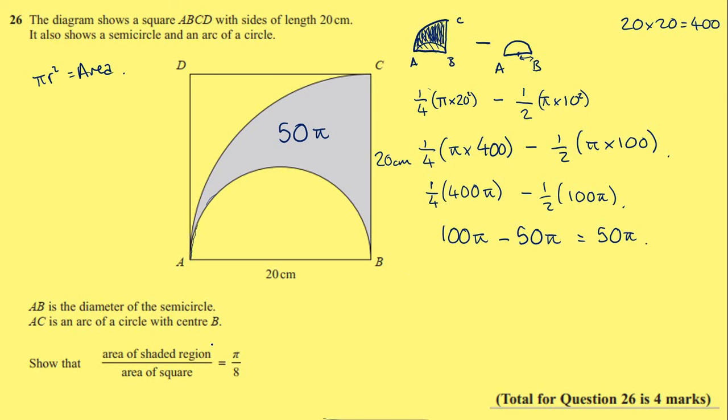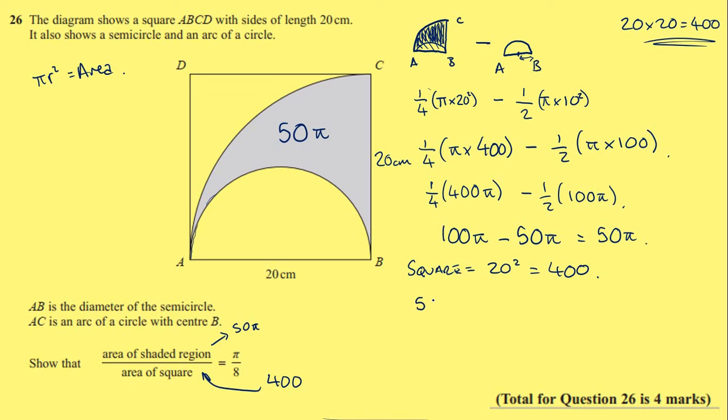Now we said the area of the shaded region, which we now know is 50 pi, over the area of the square. Now the square is equal to 20 times 20, or 20 squared if you wanted to call it that, which is 400. We already did that once. So that would be 400.